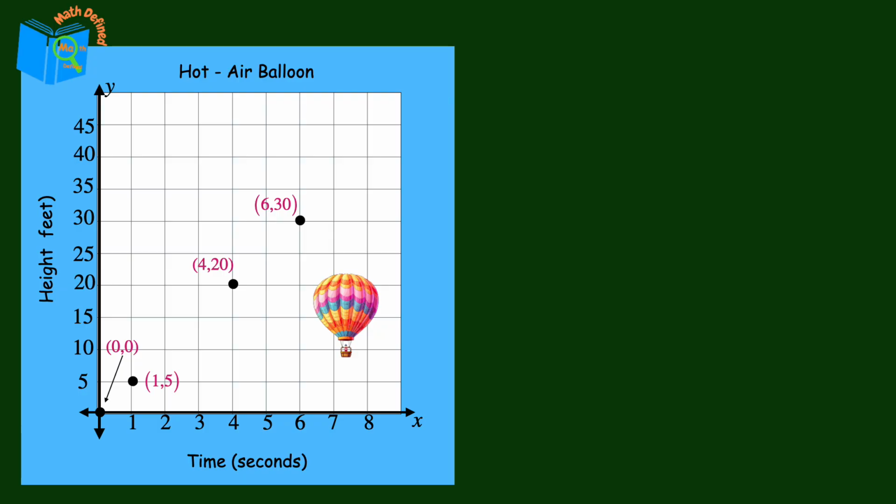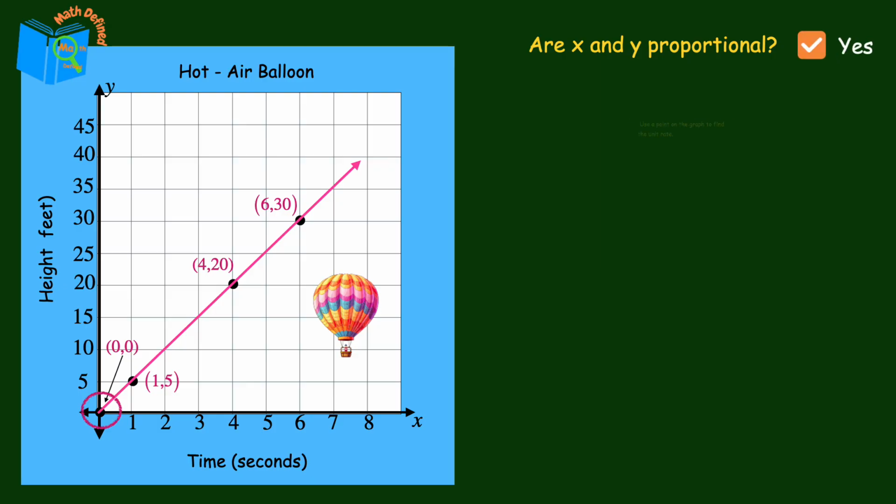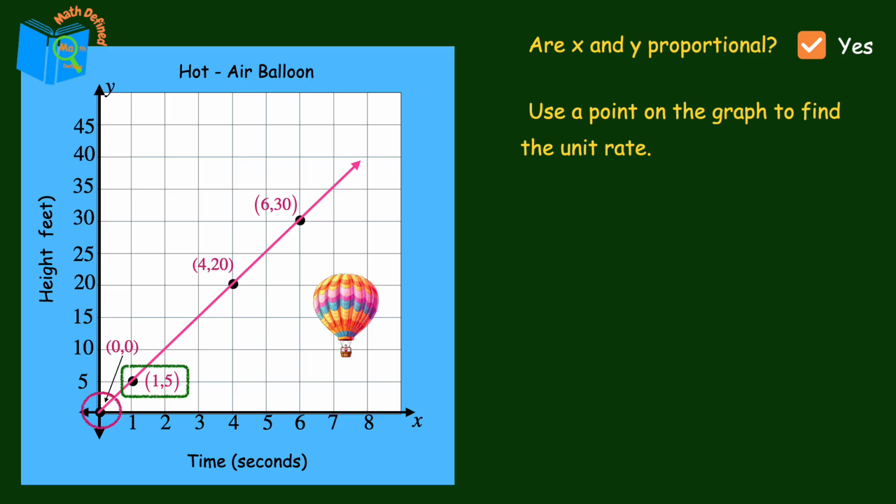Now let's analyze a graph that represents the height of a hot air balloon over time. Are x and y proportional? The straight line passes through the origin, so yes, x and y are proportional. Let's use a point on the graph to find the unit rate. We can use the point located at 1, 5. The unit rate is 5 feet per second.